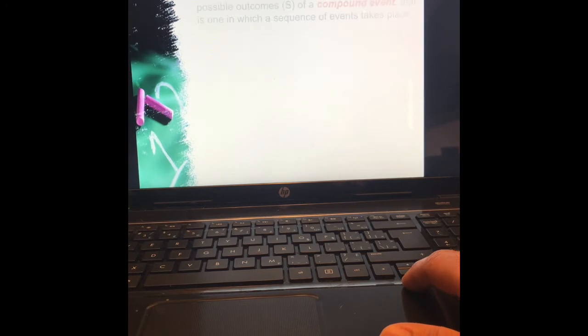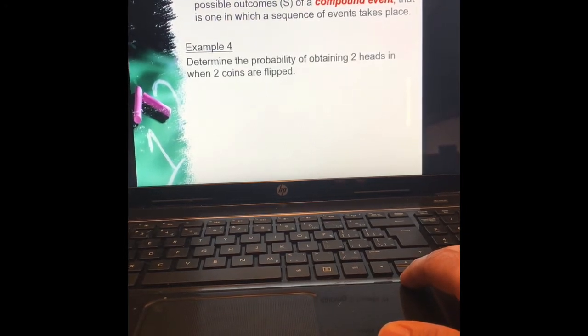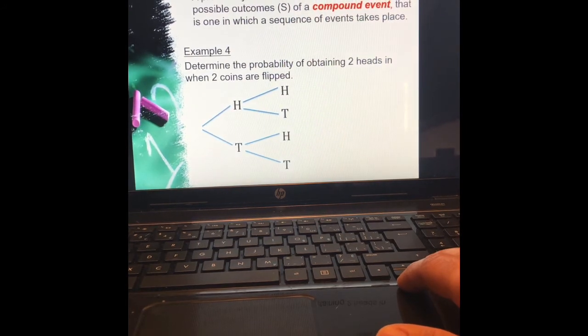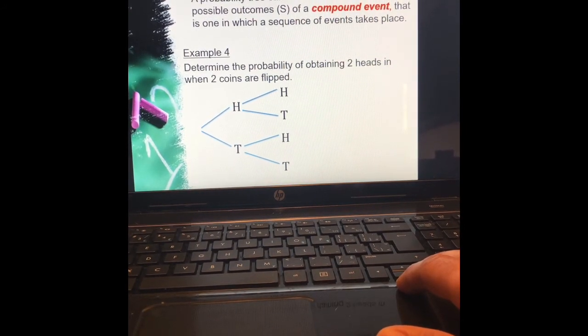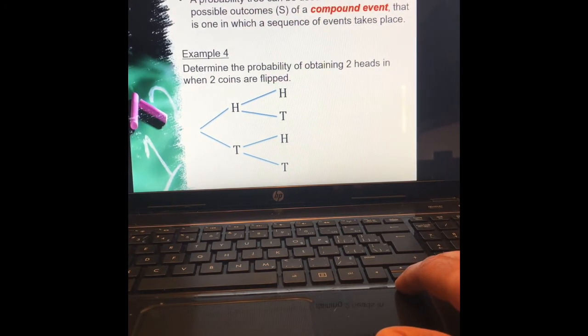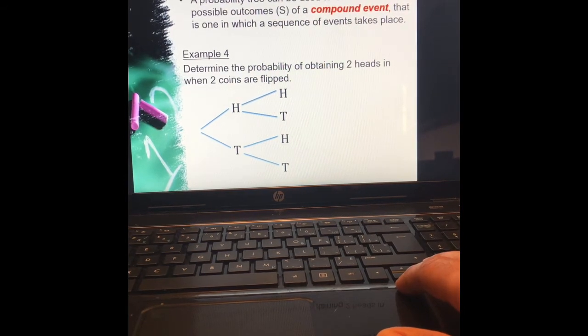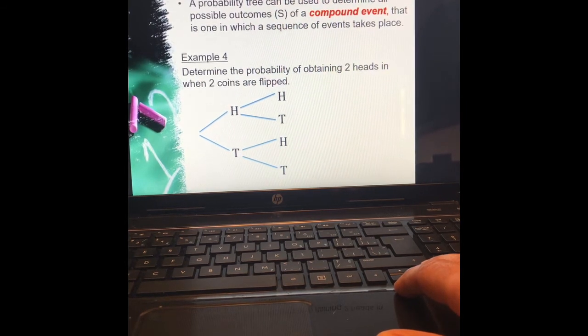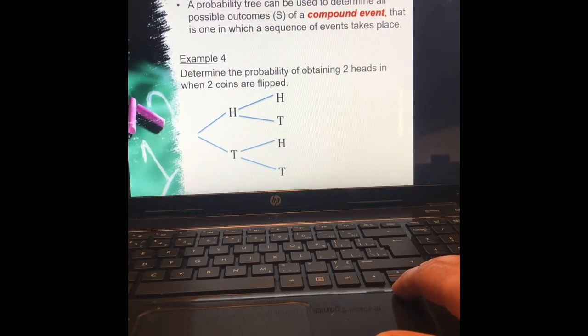We did this very early in this second half of the semester, but probability trees could also be helpful if you wanted to visualize. Determine the probability of obtaining 2 heads when 2 coins are flipped. You can make your probability tree of heads and tails, and then the second one, heads and tails. There's your probability tree. The probability of obtaining 2 heads is 1 out of, and remember, the total is the last column. So there's 4 in the last column. That means 1 out of 4. Heads, heads happens once out of the 4.